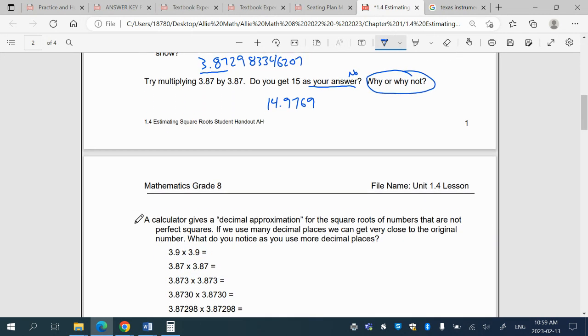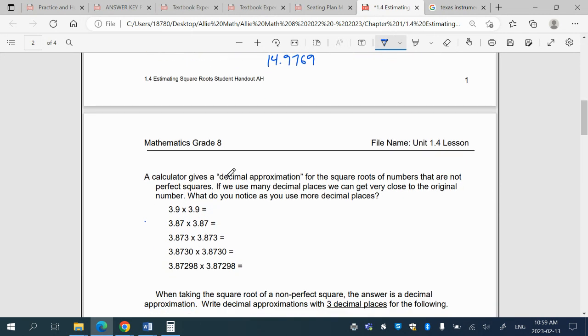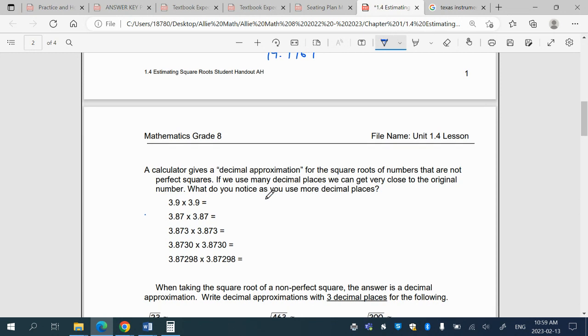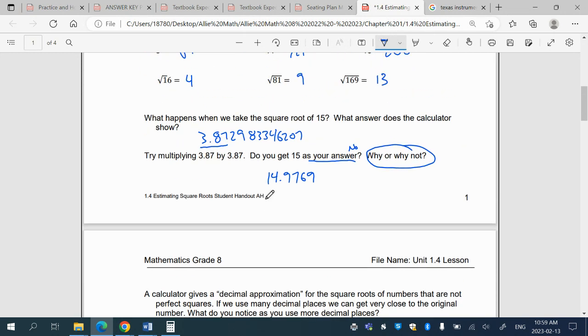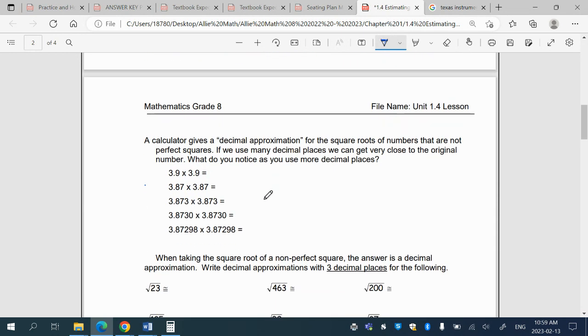Well, here we go. A calculator gives a decimal approximation for the square root of a number, numbers that are not perfect squares. If we use many decimal places, we can get very close to the original number. What do you notice as you use more decimal places? So on this one, basically, we've kind of ignored all of this part of the answer. So that's why we aren't getting really close to 15, because we haven't dealt with all of that information.